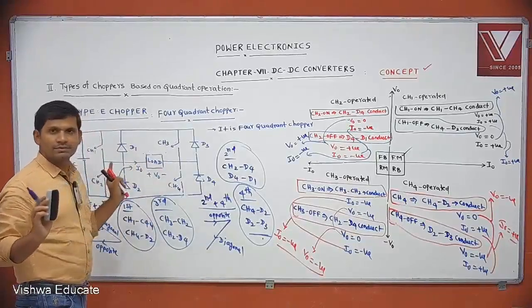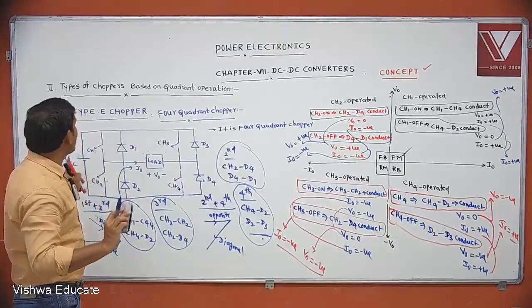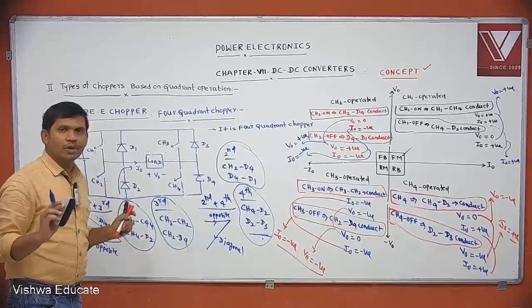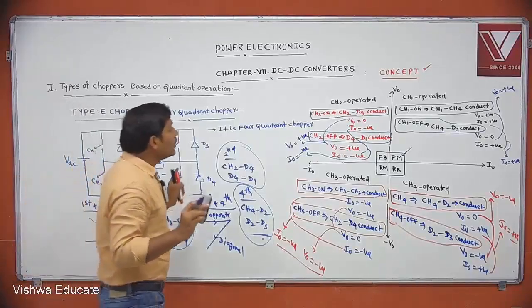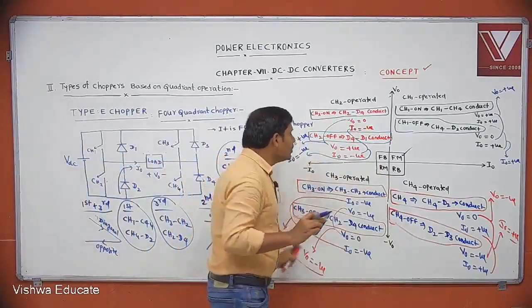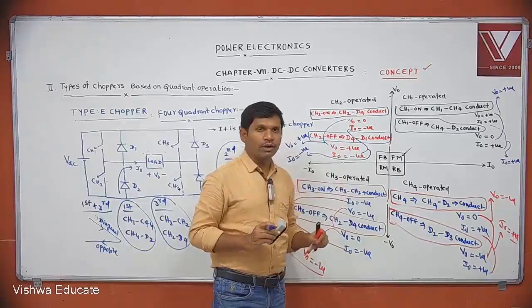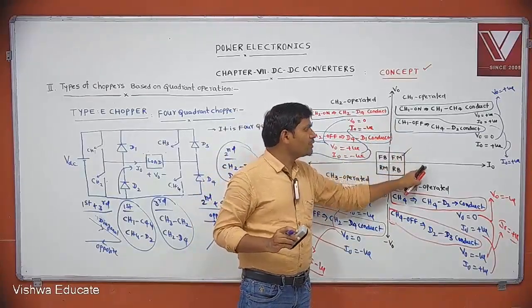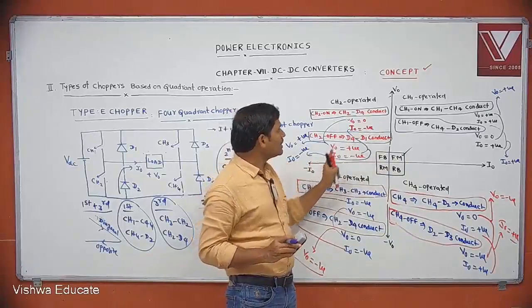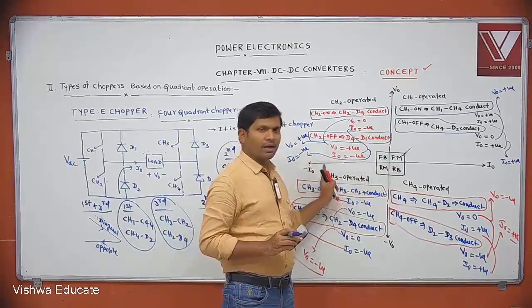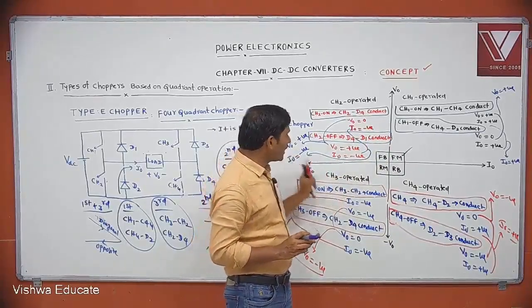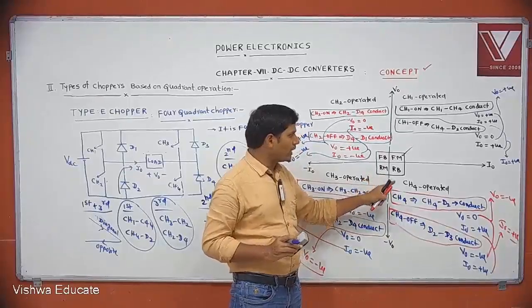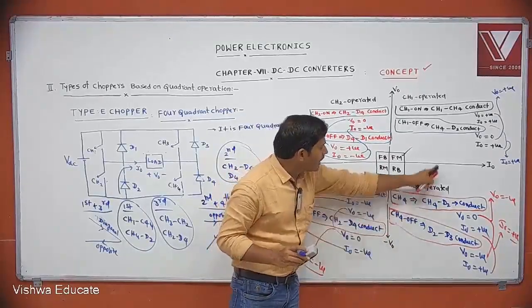The concept is this detailed analysis of what exactly a type E chopper is, and how it is controlled in 4 quadrants. In the first quadrant it must satisfy V naught positive, I naught positive. In the second quadrant, V naught positive, I naught negative. In the third quadrant, I naught negative, V naught negative, used for reverse motoring. In the fourth quadrant, I naught positive, V naught negative.